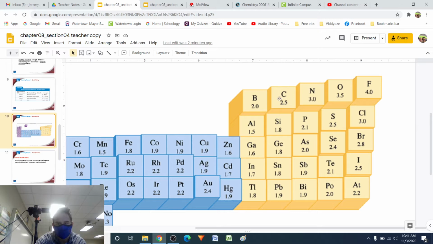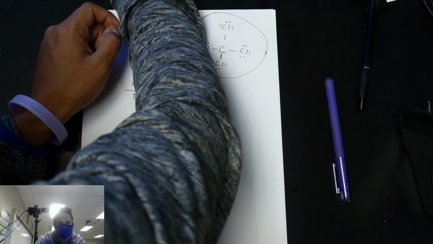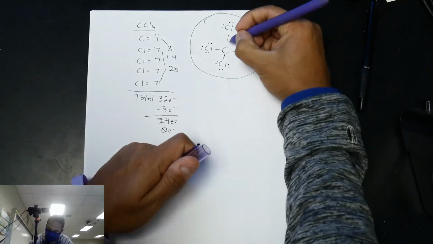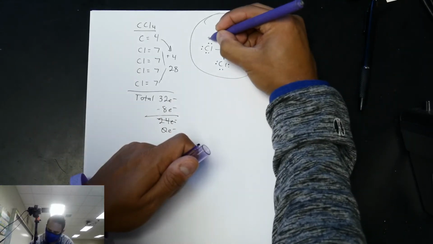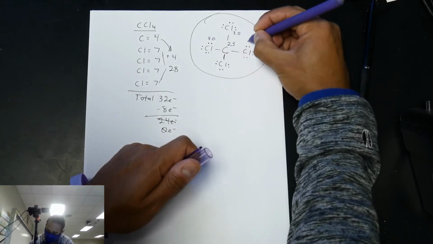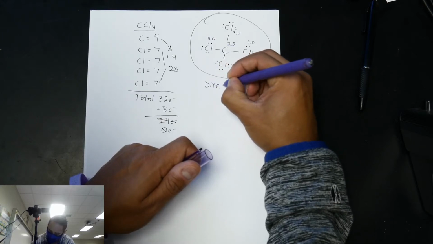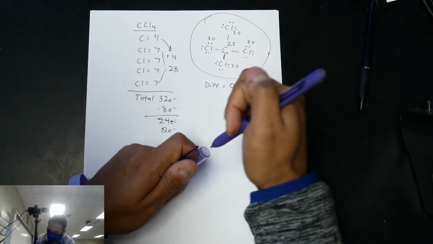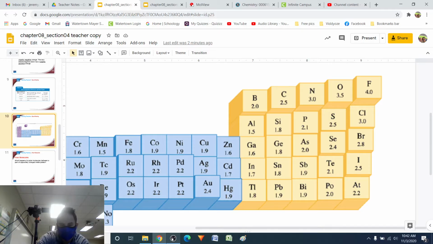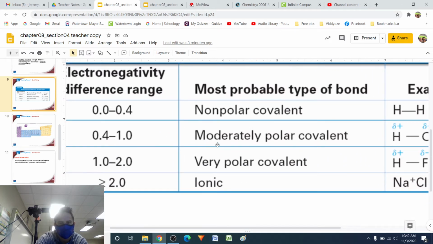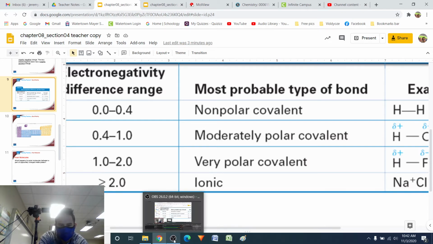So carbon has a value of 2.5 and chlorine is 3.0. Okay, so we're going to write that on our sheet. So carbon is 2.5, chlorine is 3.0. Okay, so this is 2.5, this is 3.0, and all of these, of course, are 3.0. So if we subtract these two, we get a difference of 0.5. So on our chart of values in this difference chart in our notes, 0.5 would fall into the moderately polar covalent range. However, this molecule is not going to be polar, okay, and here's why.